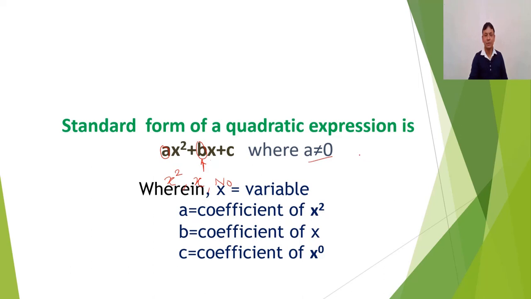a kaile 0 hunदैन किन, if a is 0 then 0 into x square will become 0 and x square term hai hunदैन, and if there is no x square term then that is not a quadratic. Okay, and in this expression x is called the variable. Variable means the one whose value is unknown, जिसको value हामीले equation मा खोज्नु पर्छ, उसलाई भन्छ variable. Alright, so once again I'm telling you, a is the coefficient of x square, b is the coefficient of x, and c is the coefficient of x to the power 0.